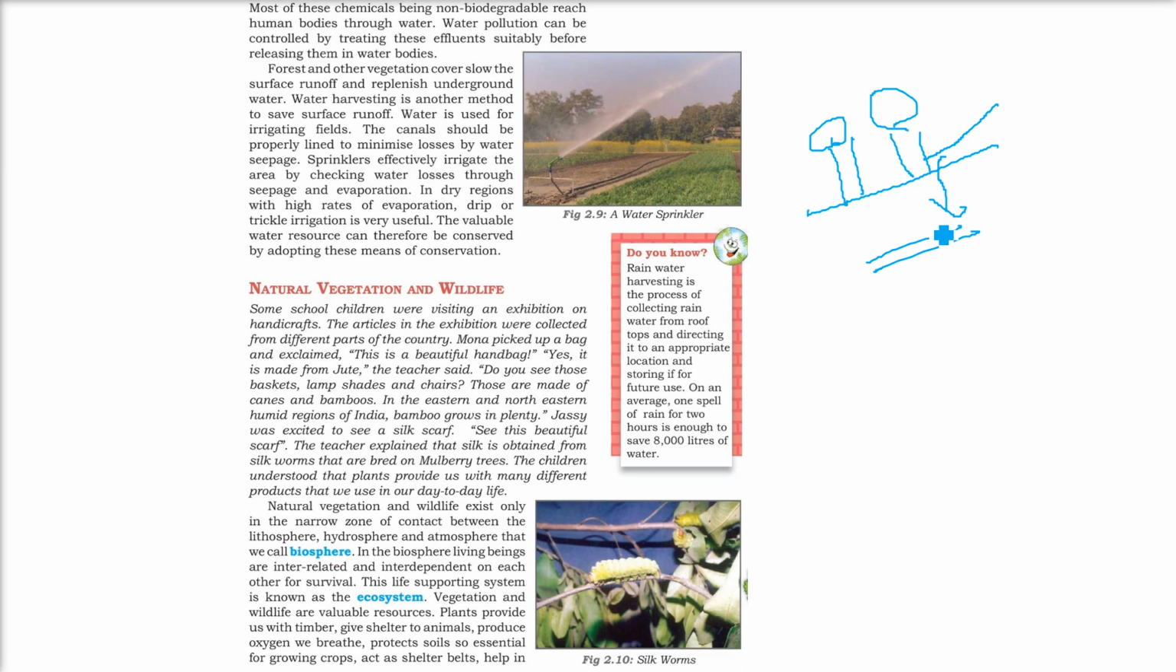Irrigation of fields: the canal should be properly lined to minimize water losses by seepage. And this is an example of a sprinkler. Without a sprinkler, you are just sending water through a pipe, and there is no point, it is just wasting water. You can use a sprinkler. The agriculture people can use a sprinkler. Even in some places, drip type irrigation is there.